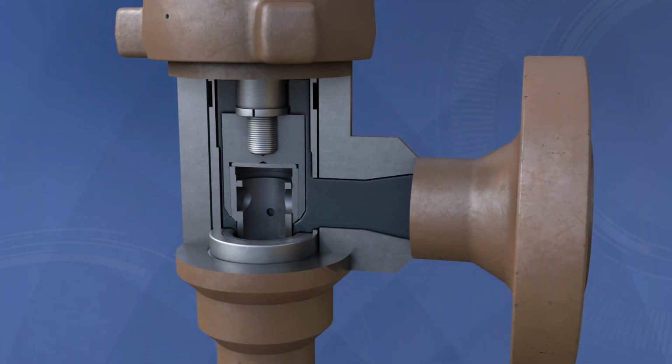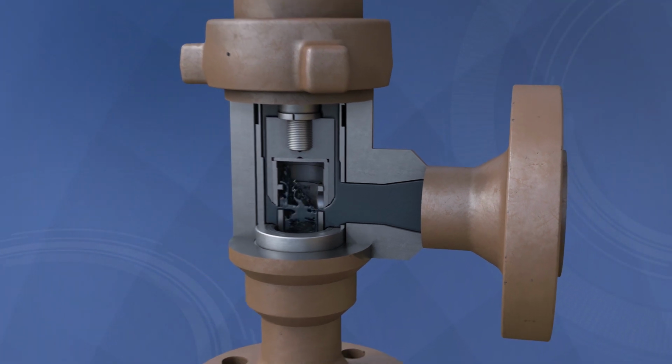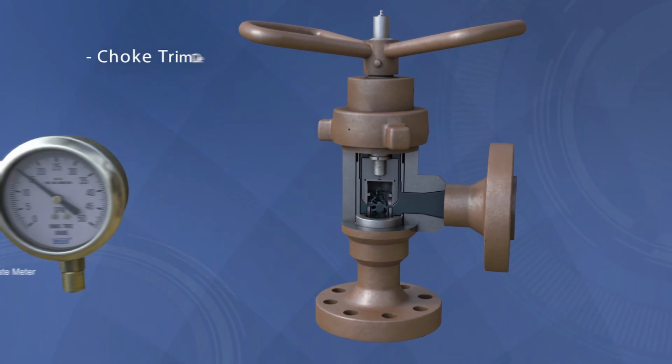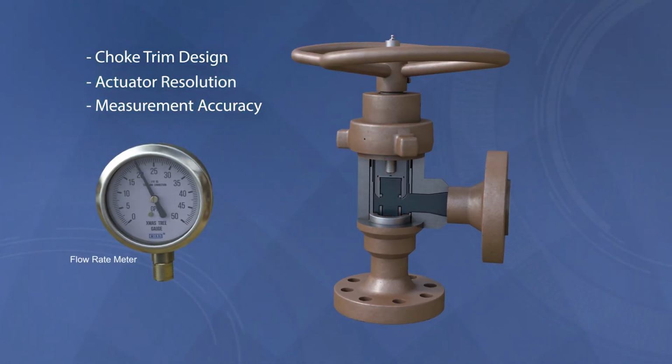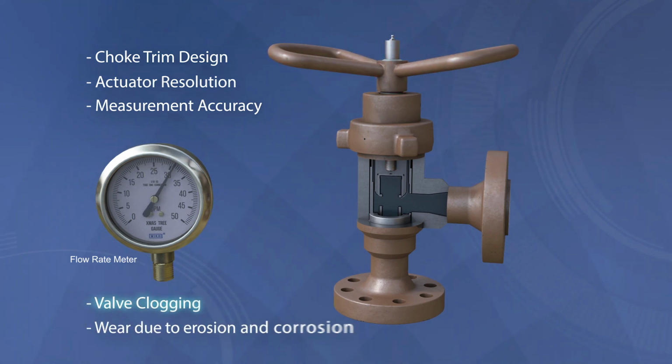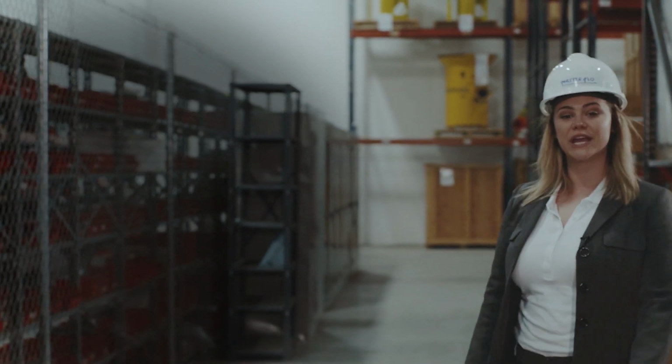The flow rate is controlled by restricting the flow to a small opening or orifice. The degree and level of control depend on three main factors: choke trim design, actuator resolution, and measurement accuracy. Other factors include valve clogging and wear due to erosion and corrosion. Let's discuss the flow characteristics of 4 types of choke valves.